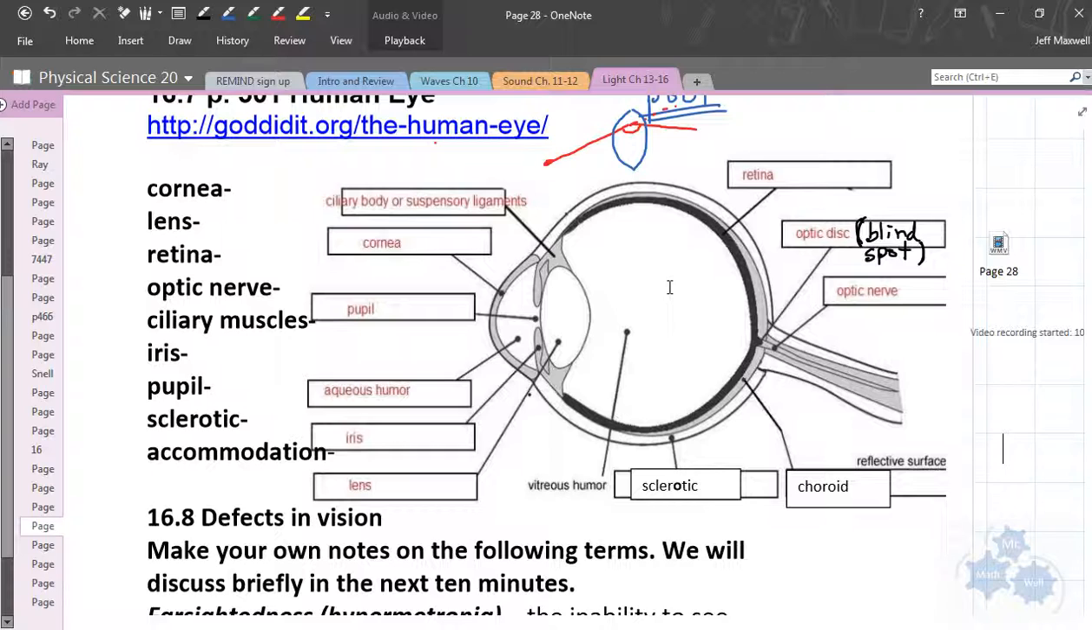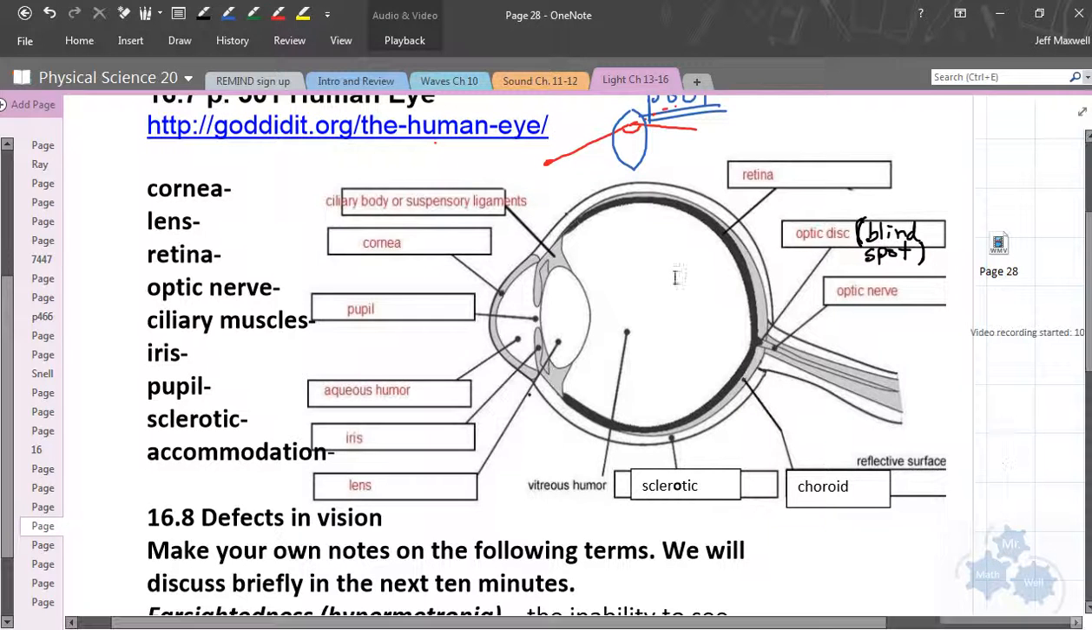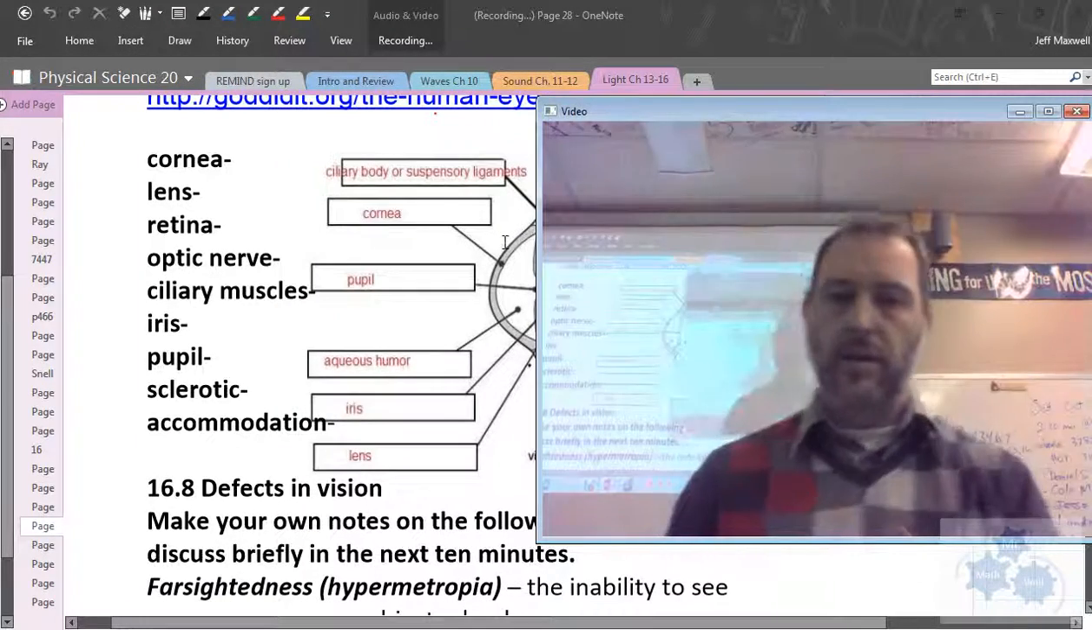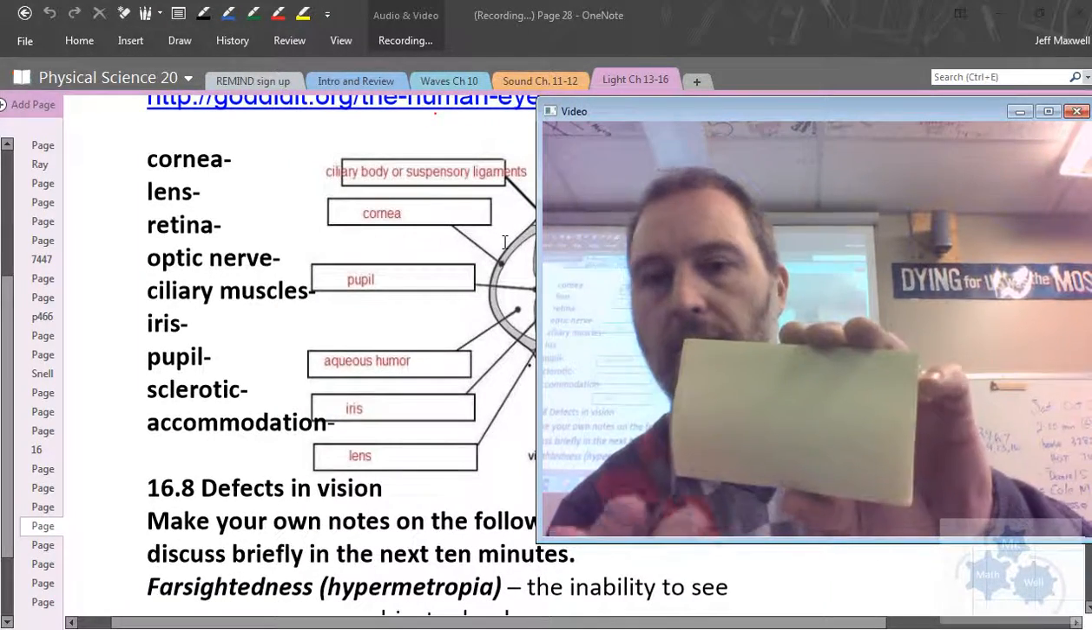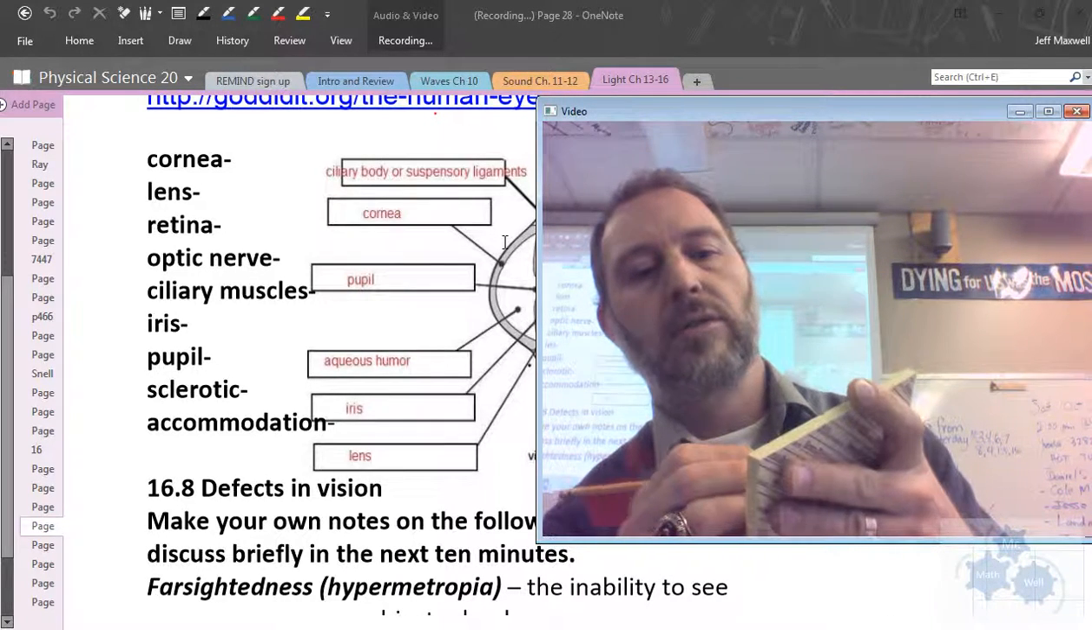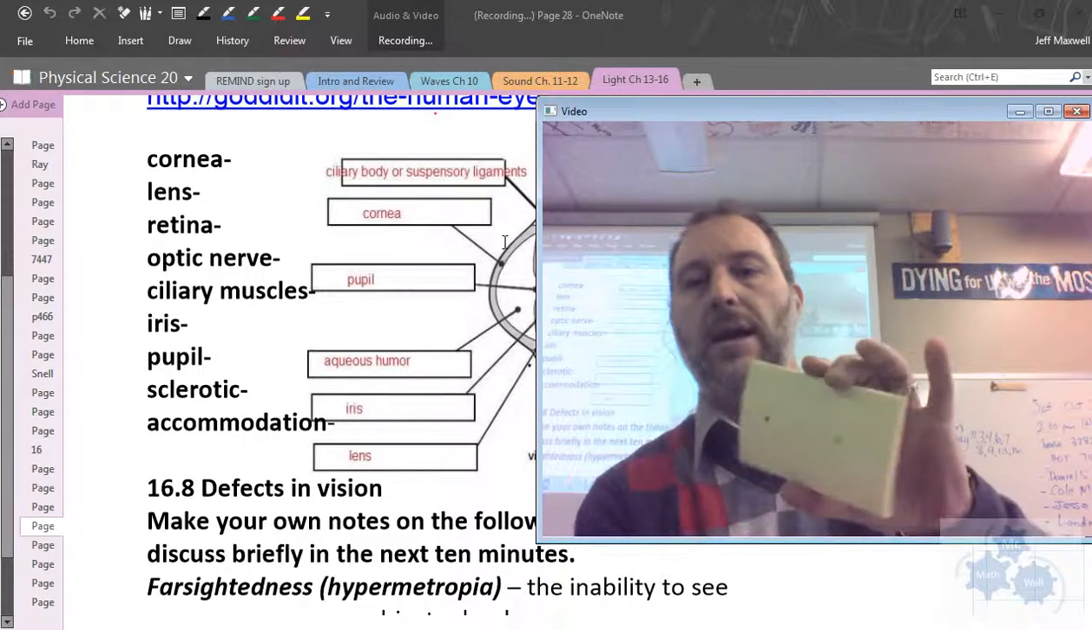So there is a blind spot in your eye as well, and I'm going to show you how you can kind of see that. So again, what we're going to do is, on your piece of paper, I want you to draw this, okay? I want you to draw this on your paper. Here we go again. Now, I want you to draw 2 small dots on your paper.